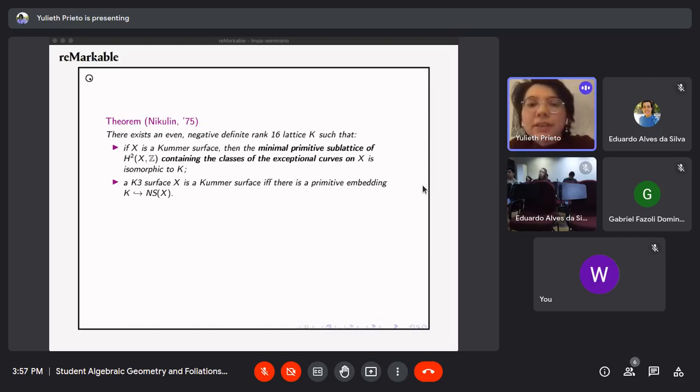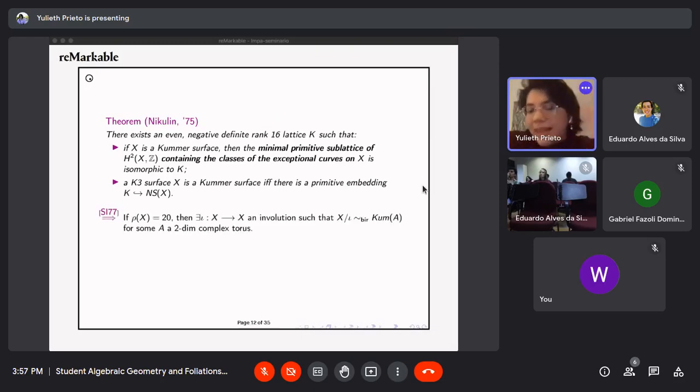This is the first criterion, and then he characterized properly when a K3 surface is a Kummer surface. Now I have to restrict to the Néron-Severi group that counts my curves. If I find a lattice K, an abstract lattice with this information, in a primitive way in the Néron-Severi group of X, then you can find an abelian torus such that this K3 surface is isomorphic to the minimal resolution of the quotient of the torus by the involution. So this is at the level of lattices. That's what is powerful about this technique.